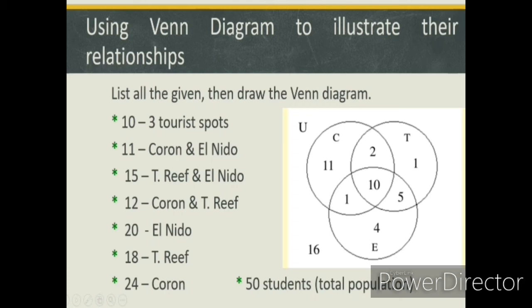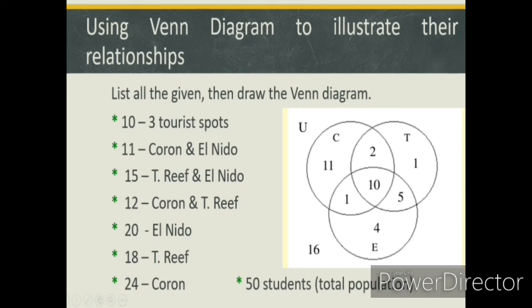Next, 11 went to Coron and El Nido. Since you have already written 10 as the intersection of the 3 circles, the missing number would be just 1, because the intersection of Coron and El Nido on the left side of the diagram must contain only 1, so that the total of the intersection of Coron and El Nido is 11.